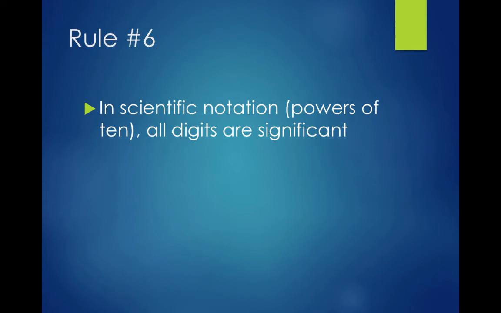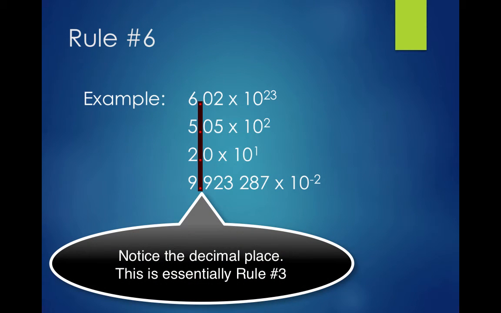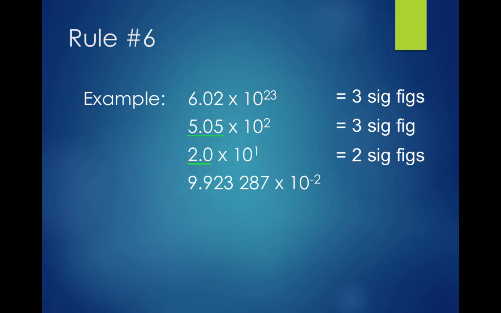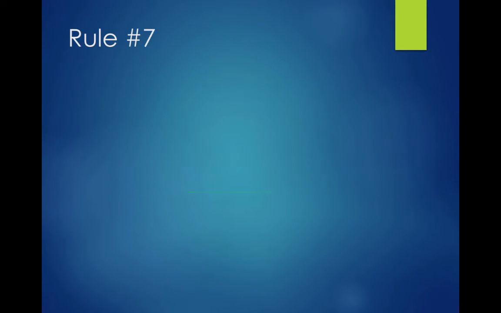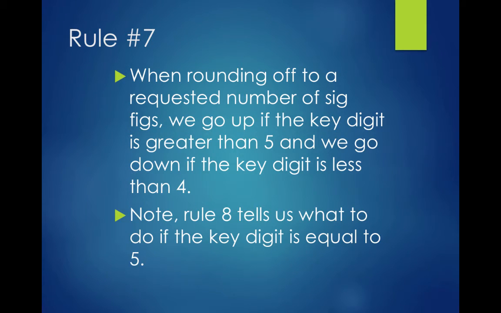Rule number 6. In scientific notation, powers of 10, all digits are significant. Example, 3 sig figs, 3 sig figs, 2 sig figs, 7 sig figs. Rule number 7. When rounding off to a requested number of sig figs, we go up if the key digit is greater than 5, and we go down if the key digit is less than 5. Note, Rule 8 will tell us what to do if the key digit is equal to 5.